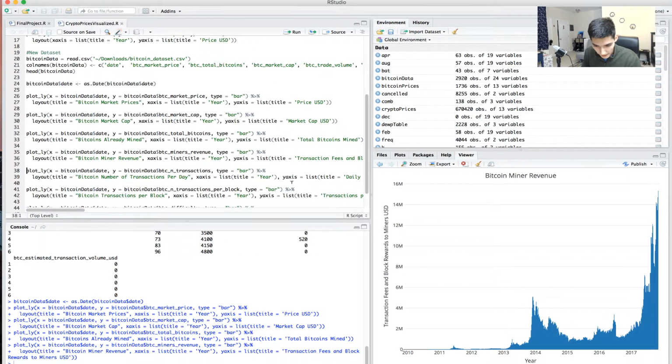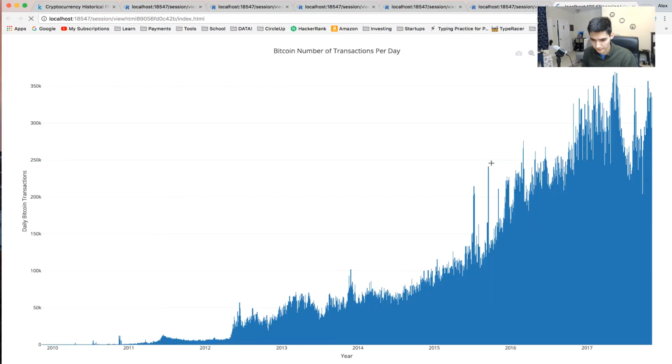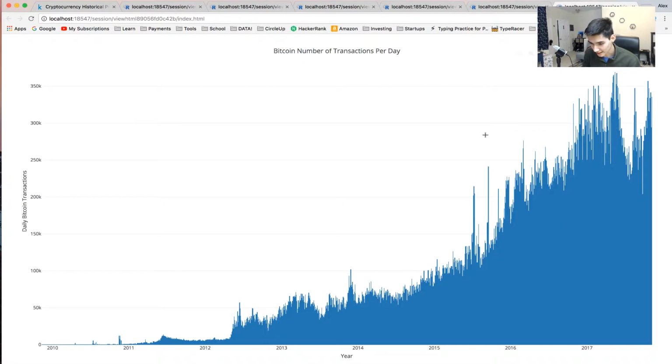This next plot we have is the Bitcoin number of transactions per day. Let's look at this. Let's read what this is all about. This is the number of daily confirmed Bitcoin transactions. So let's take a look at this.